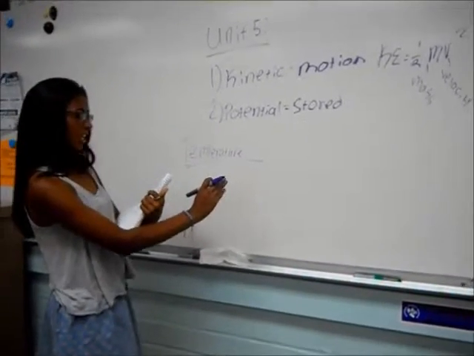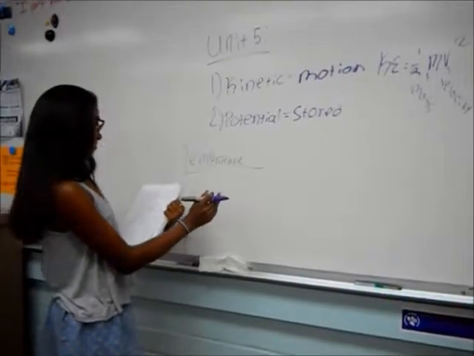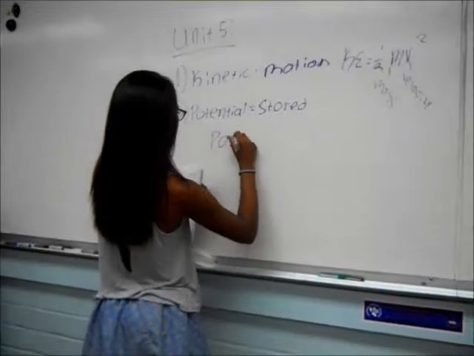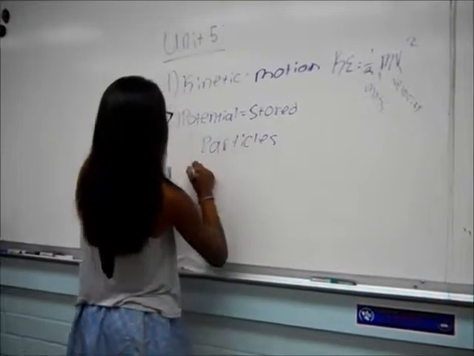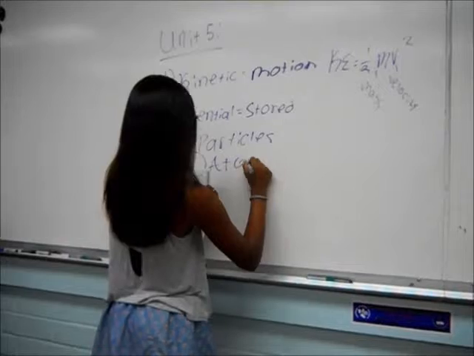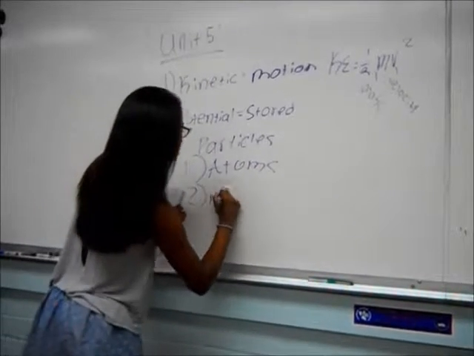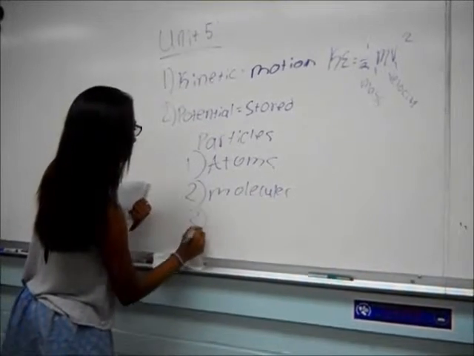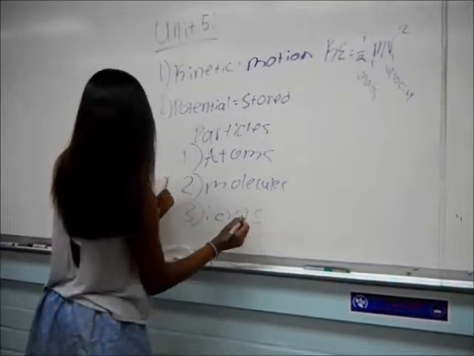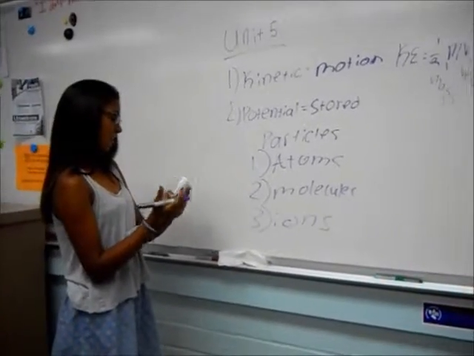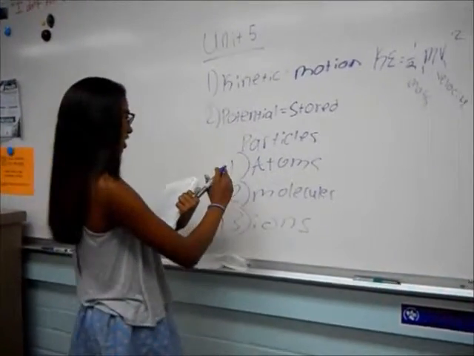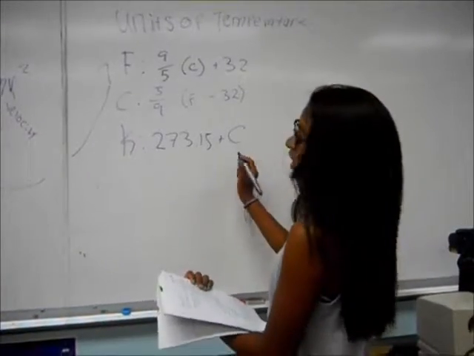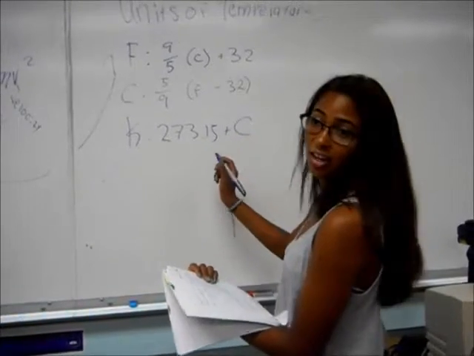Temperature is the average kinetic energy of all particles. Particles consist of atoms, molecules, and ions. The reason why the measurement is an average is because it spreads and the particles are always changing. Kelvin is the absolute value, and it can't go past 0.